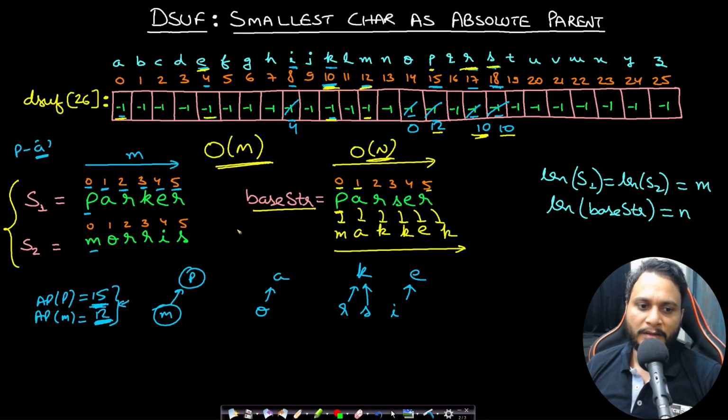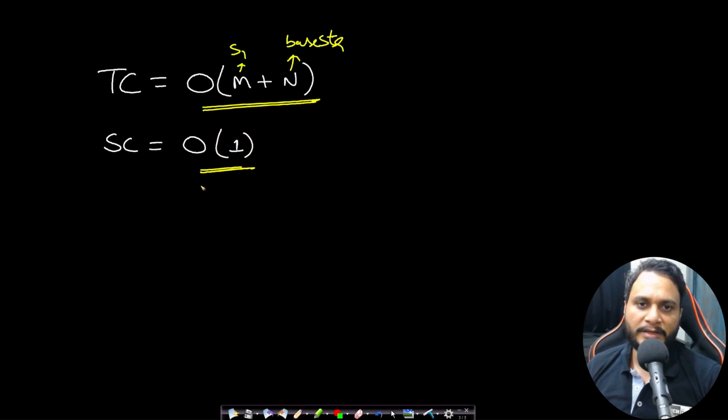Because it will depend on the recursive function of the find, and since I'm taking the time to be order of 1, the call stack size will also be order of 1. And this one is only 26 size, so this is also order of 1, right? So overall space complexity will be order of 1. I hope it is clear. Let's now look at the code.